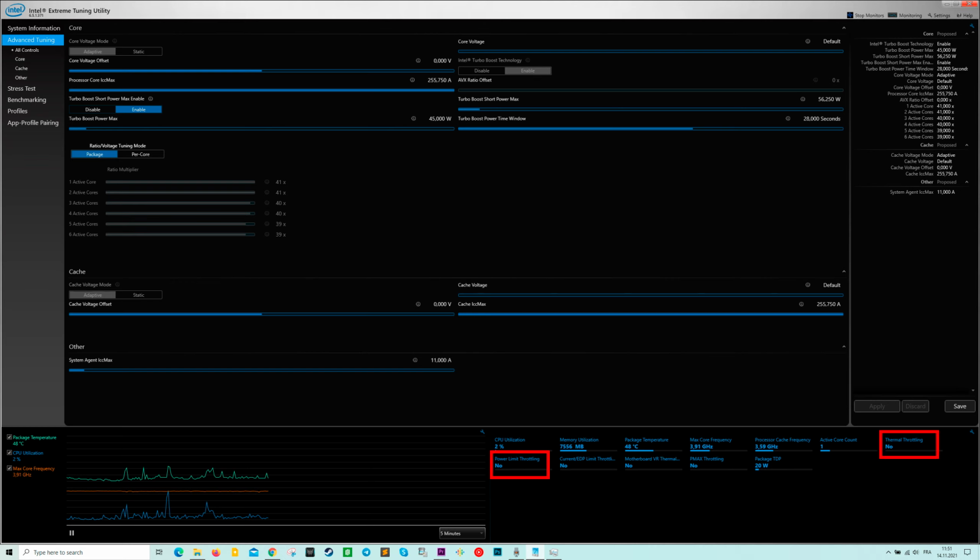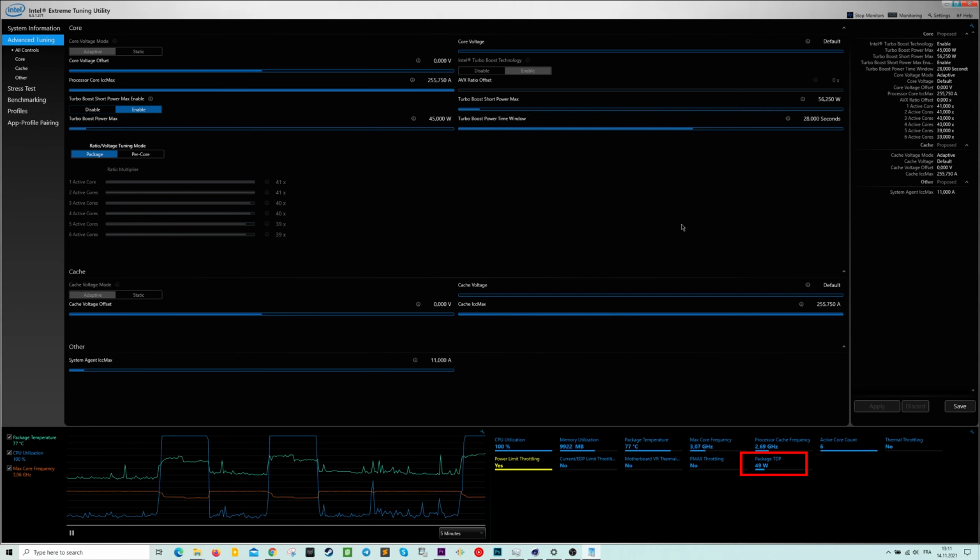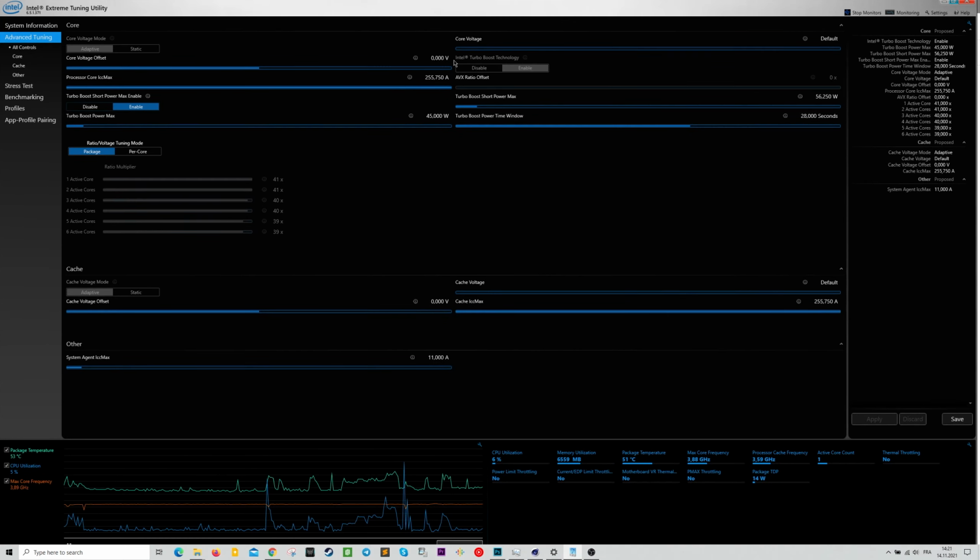Let's simulate a high complexity workload. As we can see, CPU frequency is about 3.0 instead of 3.9, and power throttling is here, because TDP is 56, that is more than the base 45 watts. But after a couple of seconds, the TDP will go down to our base 45 watts, and the CPU frequency will be even lower. Let's lower the voltage and see what happens.